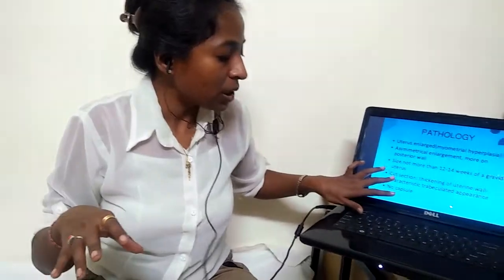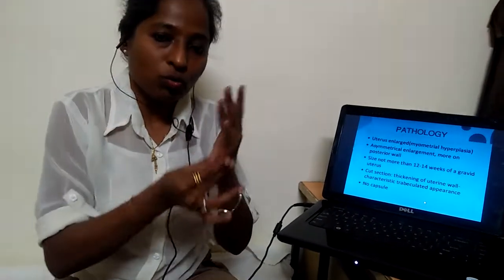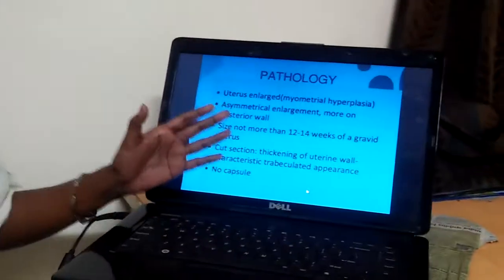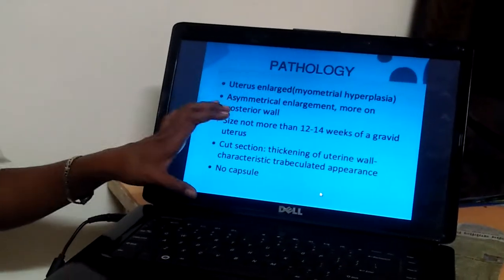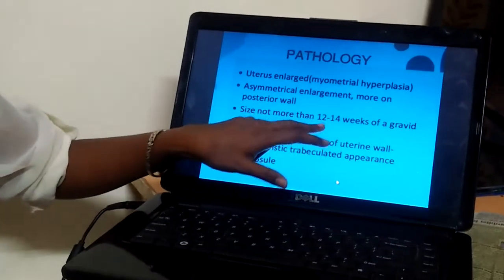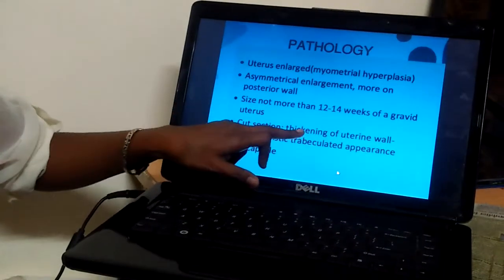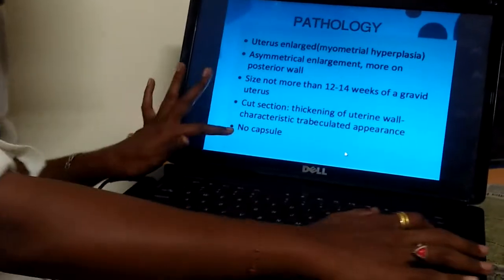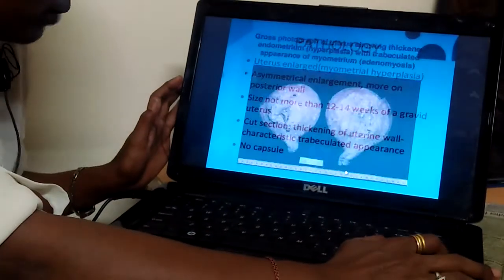If you see the cut section, the wall of the uterus becomes thick and is characterized by a trabeculated appearance without any capsule. So the pathology of adenomyosis is asymmetrical enlargement, size up to 12 to 14 weeks, and on cut section it becomes thick and without any capsule.